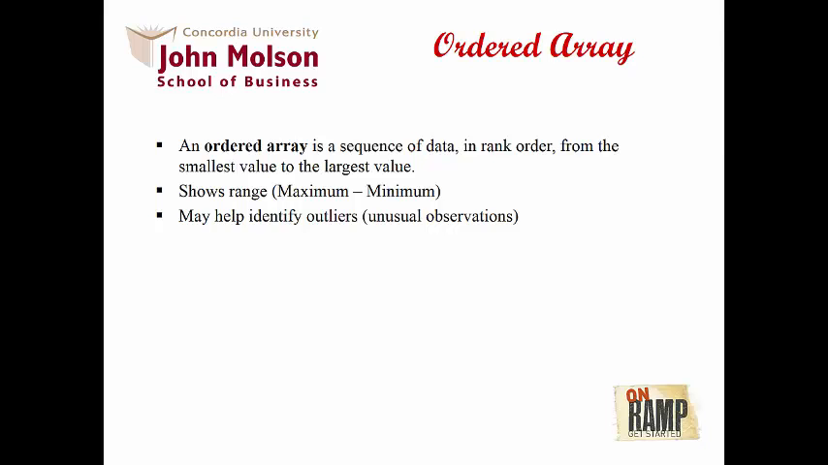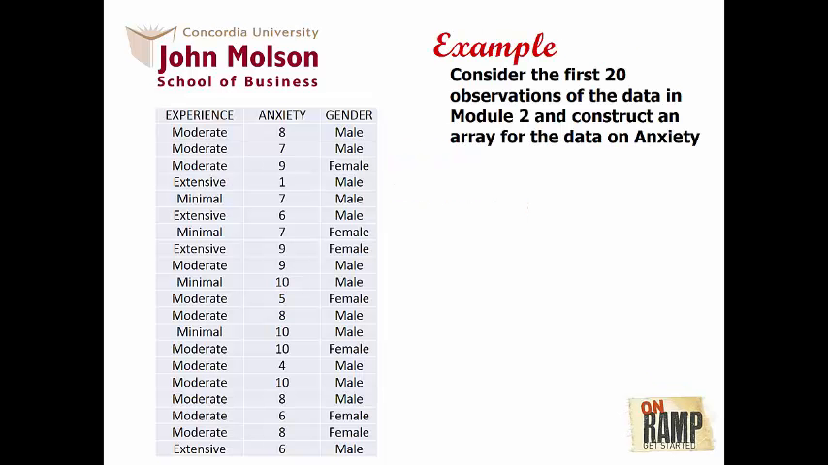Let us first define what is an ordered array. It is a sequence of data in rank order from the smallest value to the largest value. It allows us to easily identify the range, which is the maximum minus the minimum. It may also help us identify outliers or unusual observations.